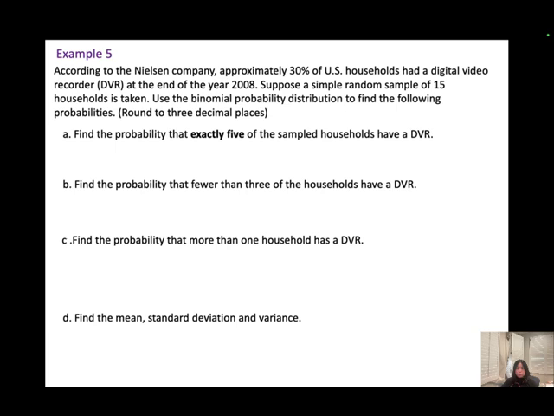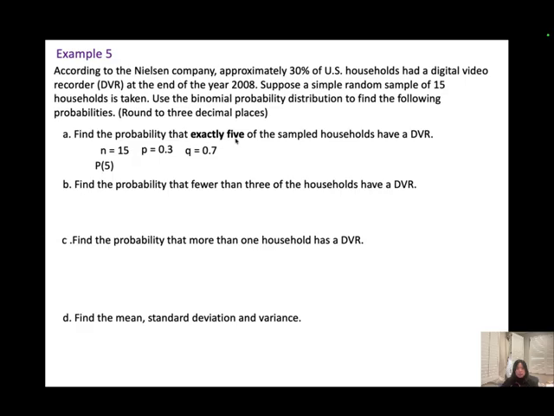Okay, check your work. First, what is your n equal to? We do have a simple random sample of 15 households, so n equal to 15. And p, the success rate, that will be 30%, so 0.3. And q, which is 1 minus p, will be equal to 0.7. And then we are looking for exactly 5, so x equal to 5. So that means P of 5.